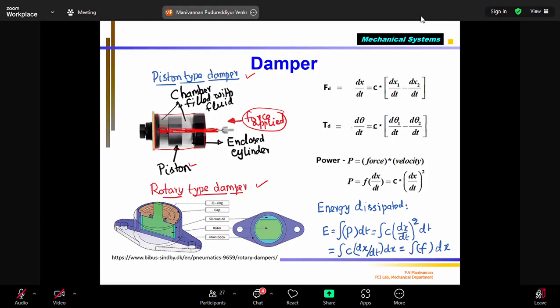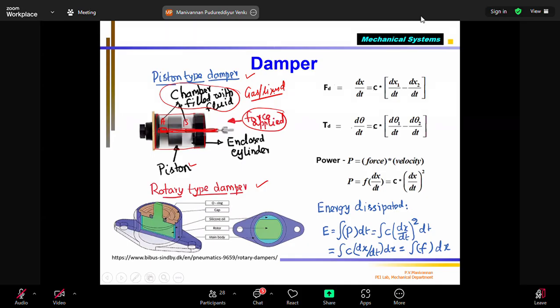Please note that there are two chambers. One is chamber A, the other is chamber B, on either side of the piston. These chambers are filled with fluids. The fluid can be gas or it can be liquid. Okay, so now both chambers are completely filled with it.